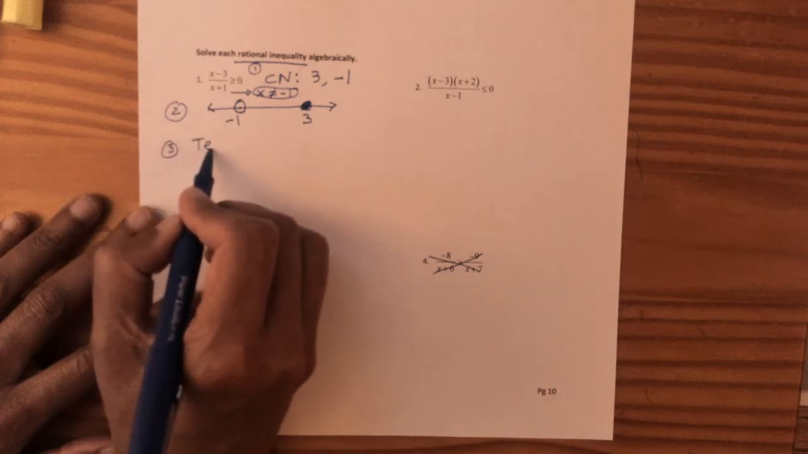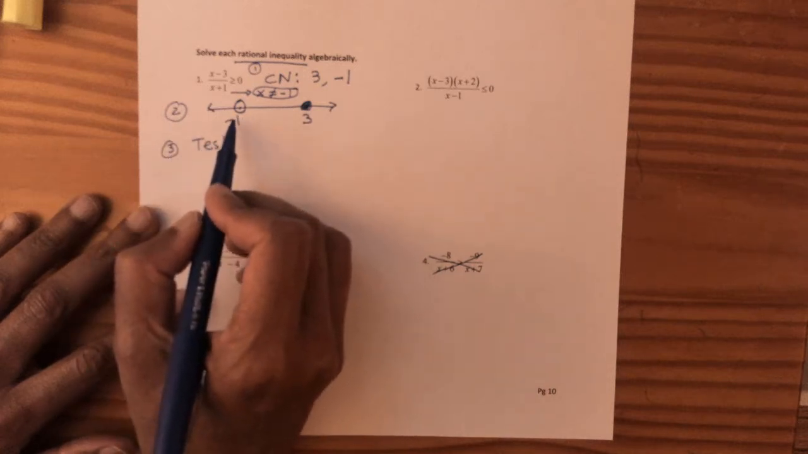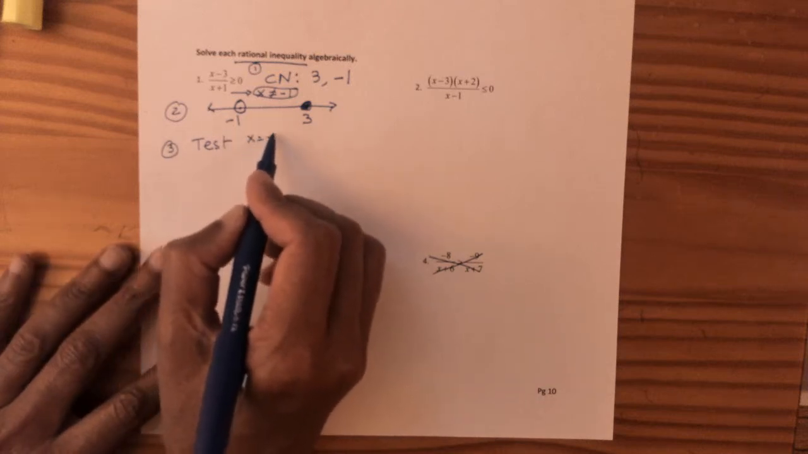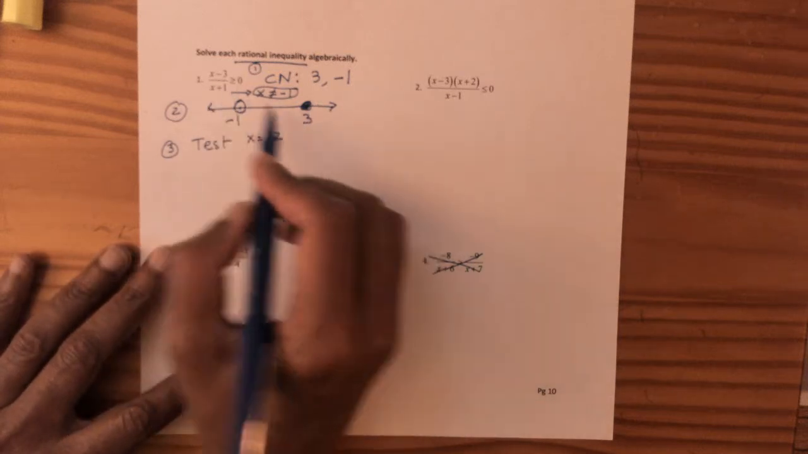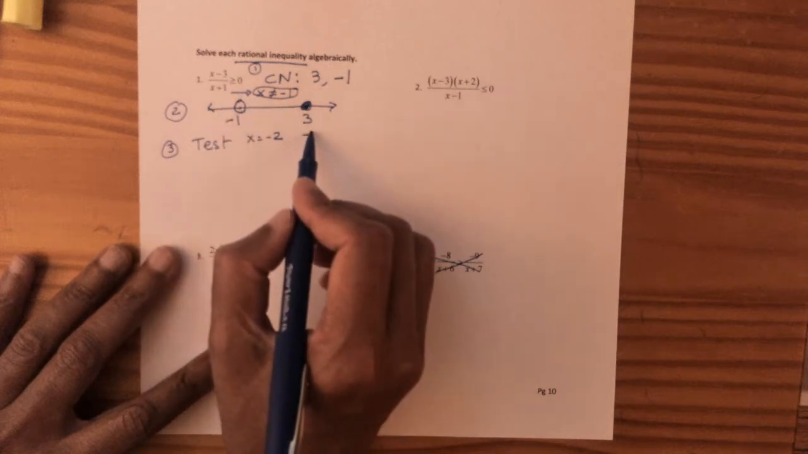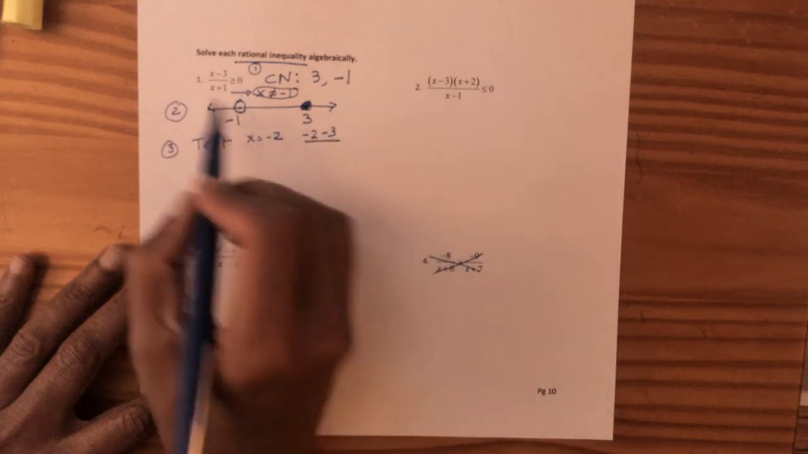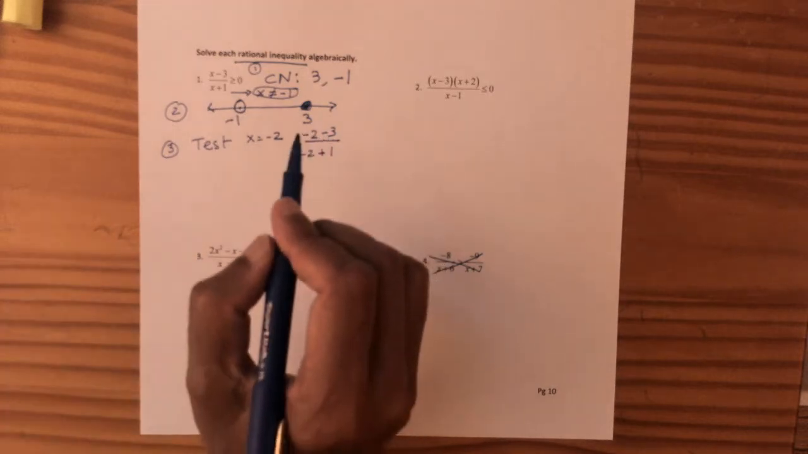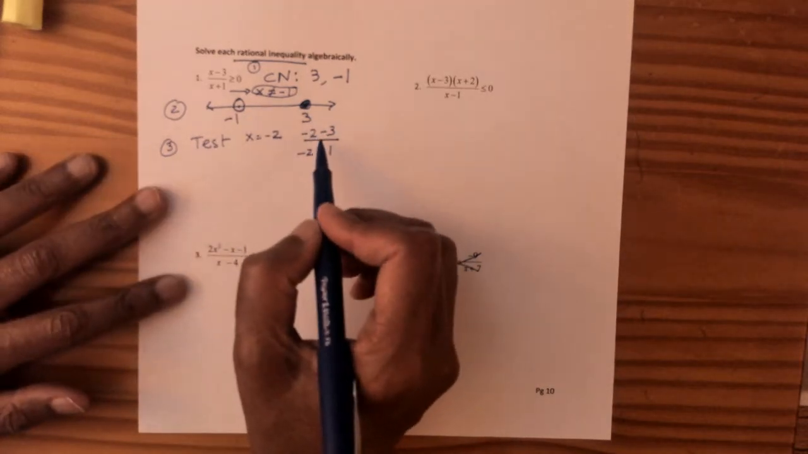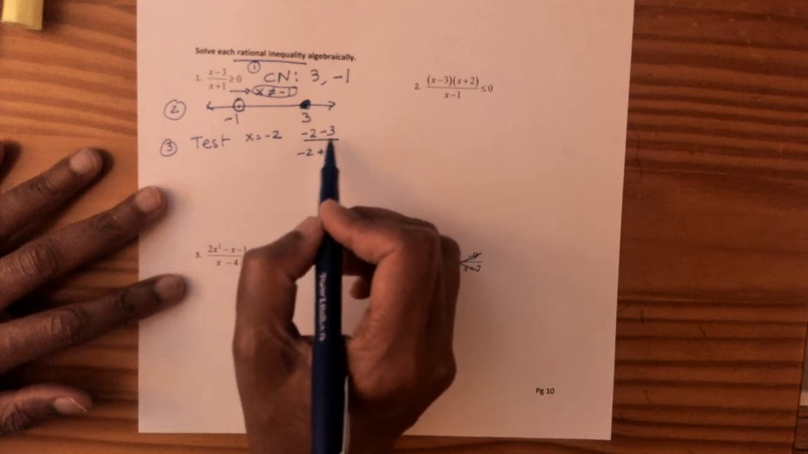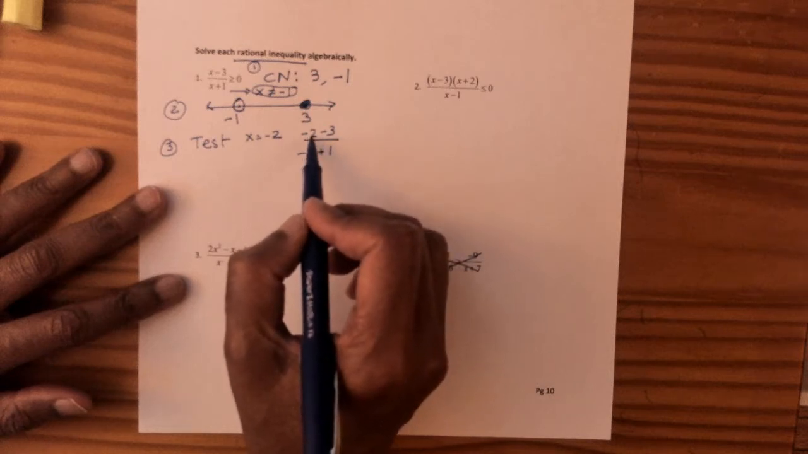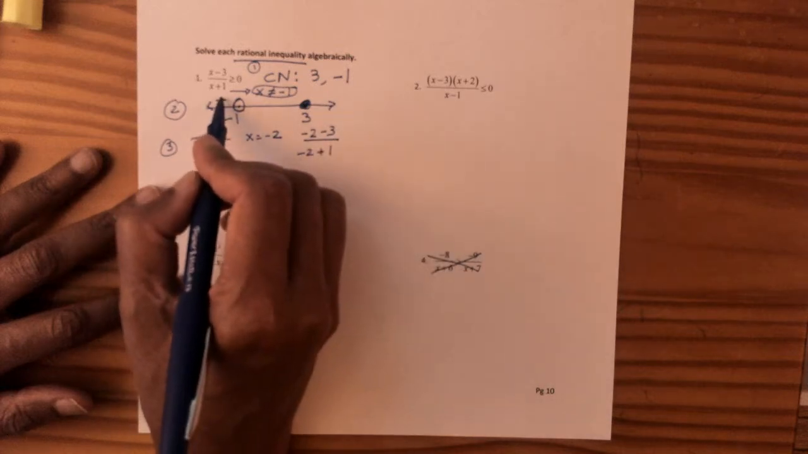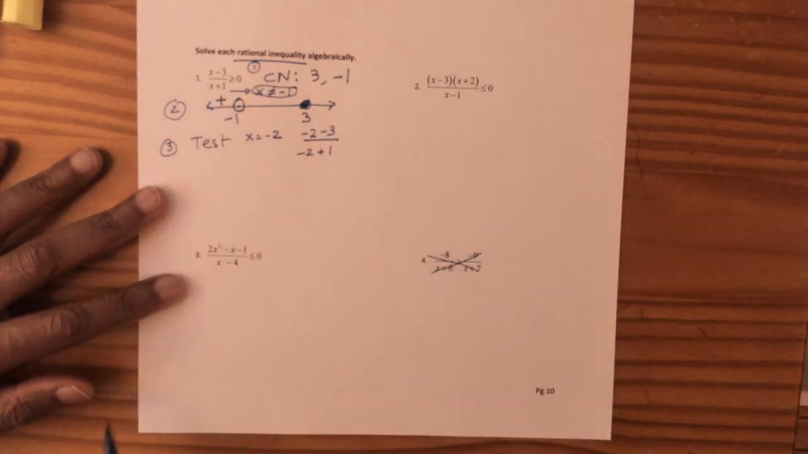Now that I've taken care of that, I will do my step number 3, where I do my test values. You want to start by testing a value less than negative 1. I'll take x equals negative 2 and substitute it in: (−2 − 3)/(−2 + 1). I don't care about the values, all you care about is whether it's positive or negative. Negative 3 is negative, the denominator is also negative, and negative over negative gives you positive. So this interval is going to be positive.